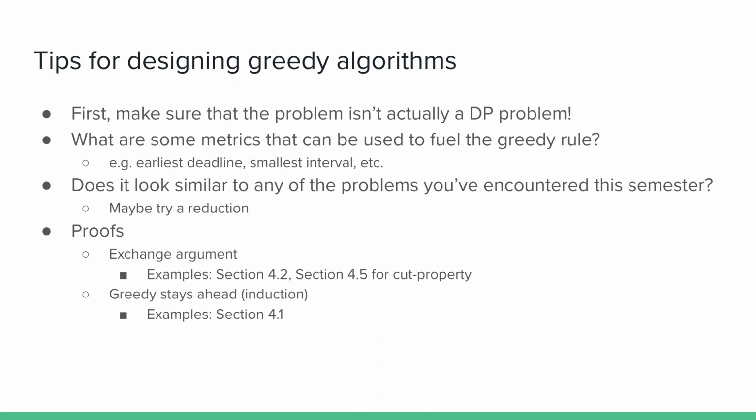And then what are some metrics that can be used to fuel the greedy rule? Like I said, what's that finite set of greedy choices you can make? Earliest deadline, smallest interval, etc. And then, does it look similar to any of the problems you've encountered this semester? Huffman encoding, interval scheduling, MSTs, anything like that. Maybe you can use a reduction or use a greedy choice that's similar to those algorithms. And then finally, proofs: exchange and greedy stays ahead. These slides are going to be posted, and I would recommend looking over these sections in the textbook if you're confused.